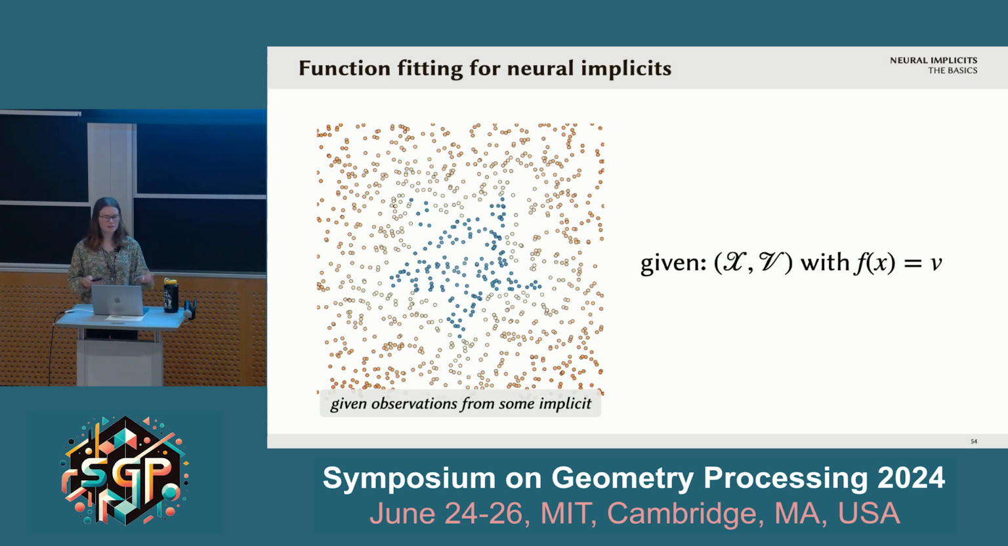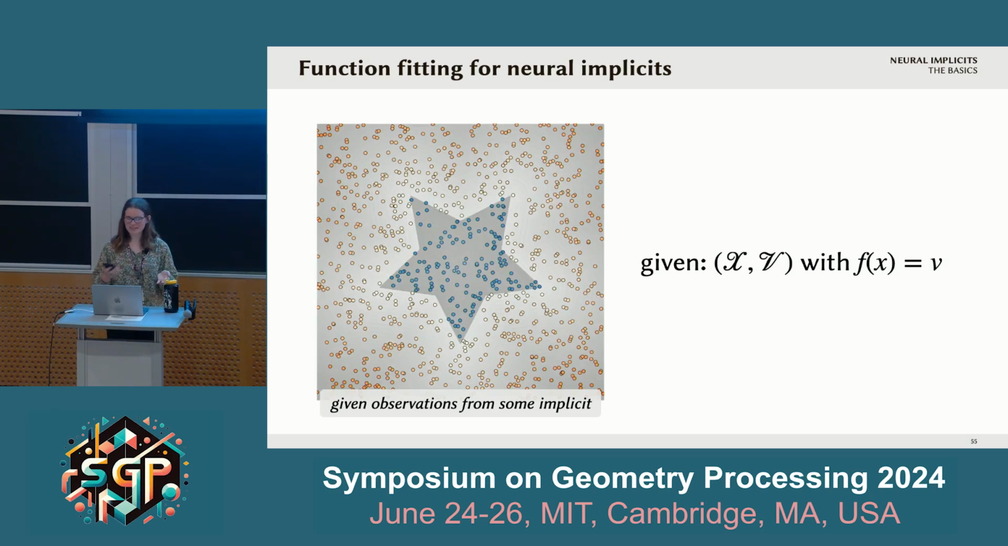Here, we're given some observations of the implicit, a set of points and their corresponding observed values, which you can see visualized here. And maybe you can see these observations often come from some underlying implicit. Maybe you guessed I was showing you points that came from the implicit function of a star.